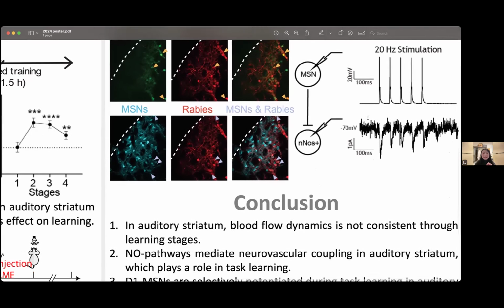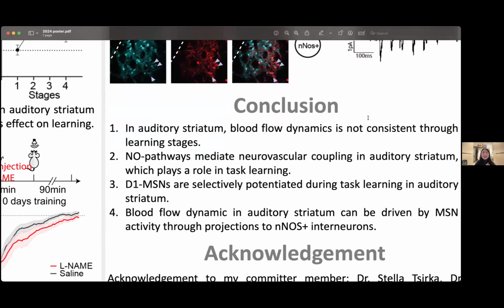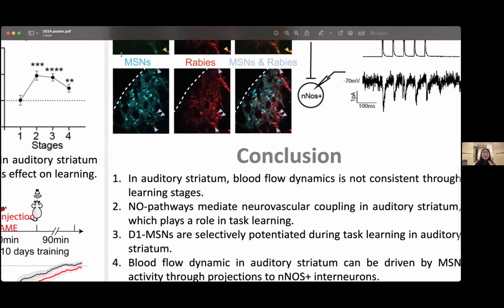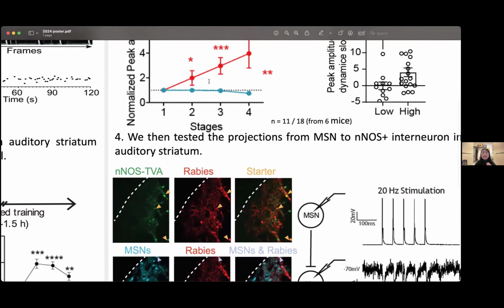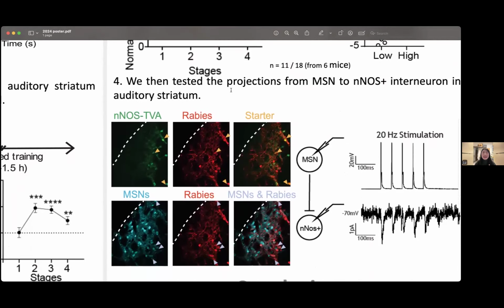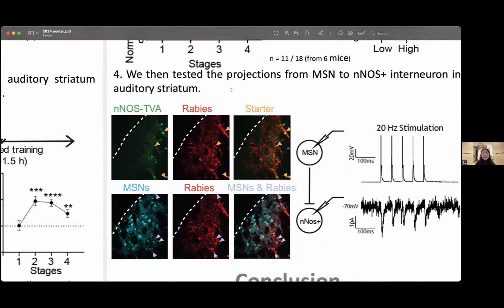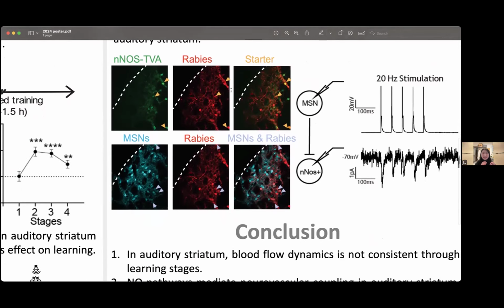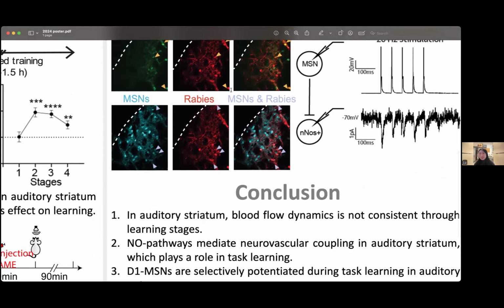So this is basically what we have for the conclusion. So we see this nonlinear blood flow increase during the learning and this selective potentiation of medium spiny neurons. And between these, the mediator could be the NOS positive interneurons because it interacts with both blood flow and medium spiny neurons. So that's basically it.